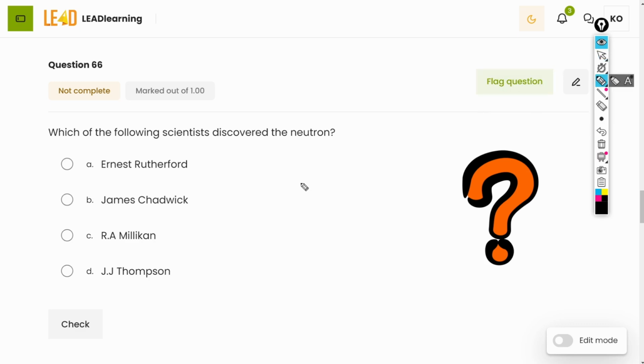Question 66. Which of the following scientists discovered the neutron? Rutherford discovered the electrons. James Chadwick discovered the neutron. So we can just call it a day here. Option B is our answer.